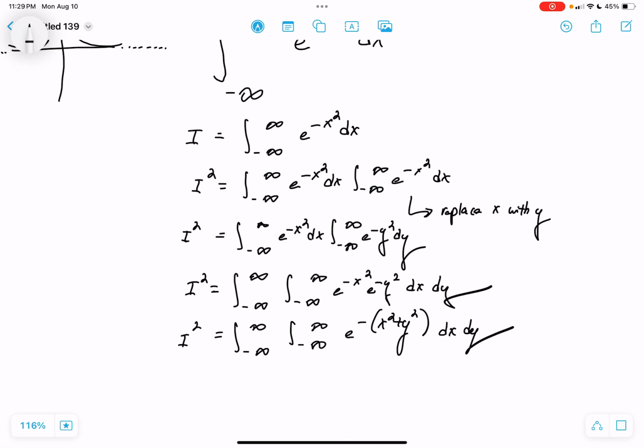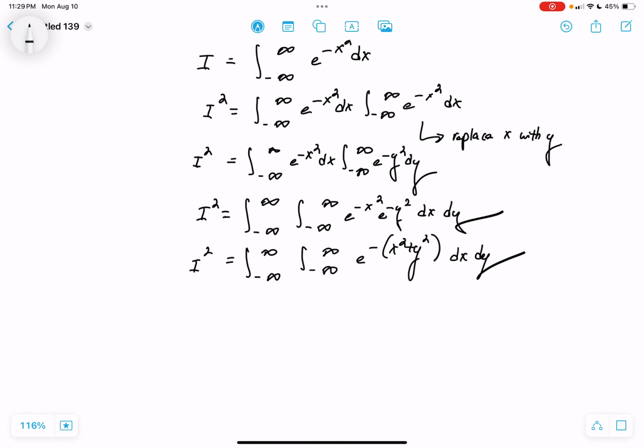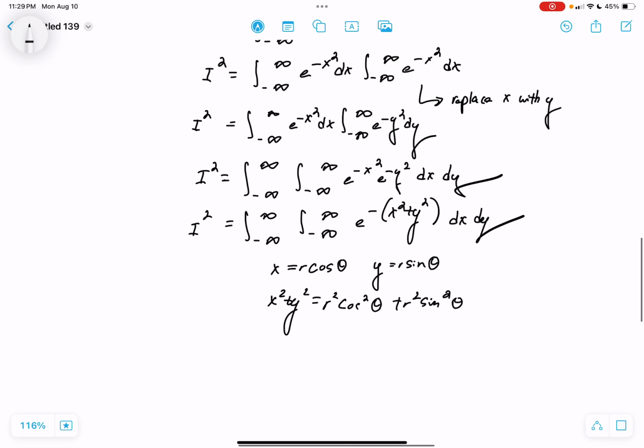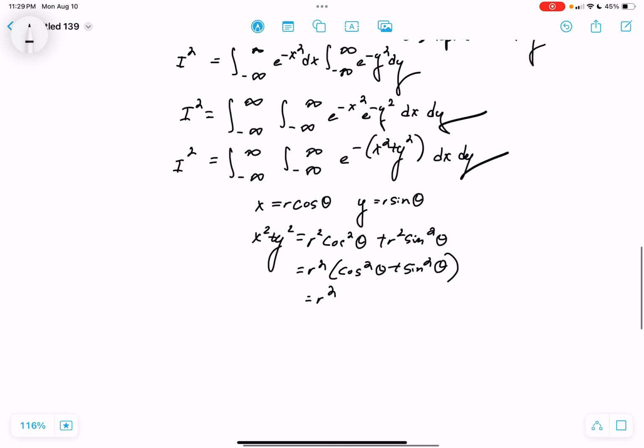Now this is where this problem gets complicated. From this step on, this is more advanced multivariable calculus stuff, but we are going to have to go into the polar world. So we know that x equals r cos theta and y equals r sine theta. So then x squared plus y squared equals r squared cos squared theta plus r squared sine squared theta, which equals r squared times cosine squared plus sine squared. But we know sine squared plus cosine squared equals 1. So that means x squared plus y squared equals r squared.